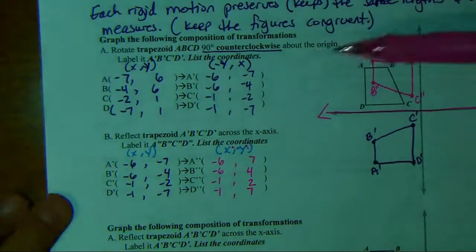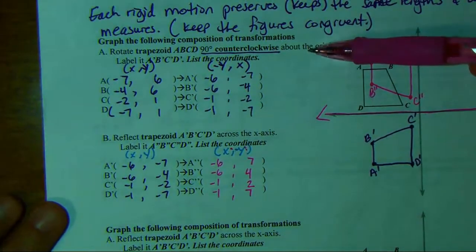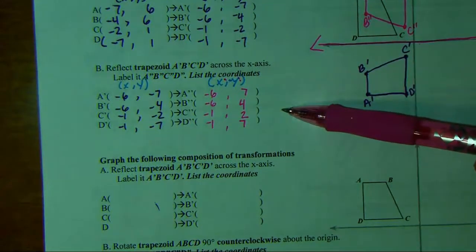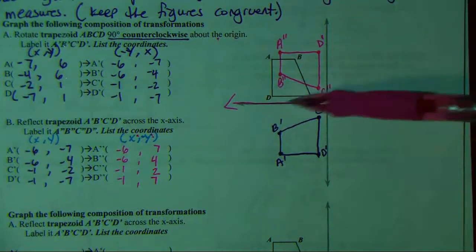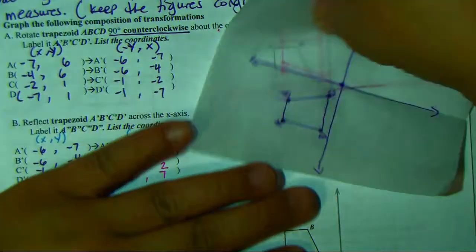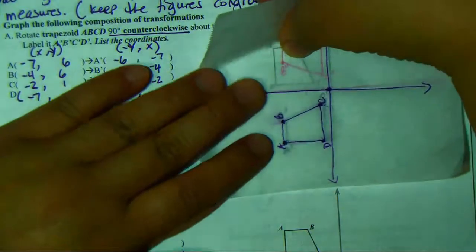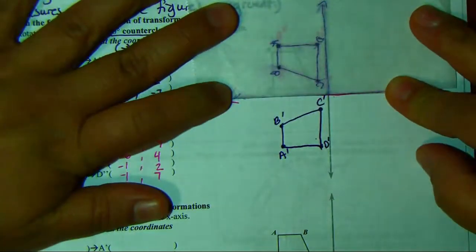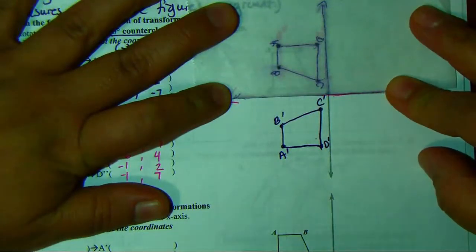Okay, so we did a 90-degree counterclockwise rotation, and then we did a reflection across the x-axis, and our trapezoid went from here down to our quadrant 3 with a rotation here. Okay, and then we reflected it across the x-axis and it came right up here.